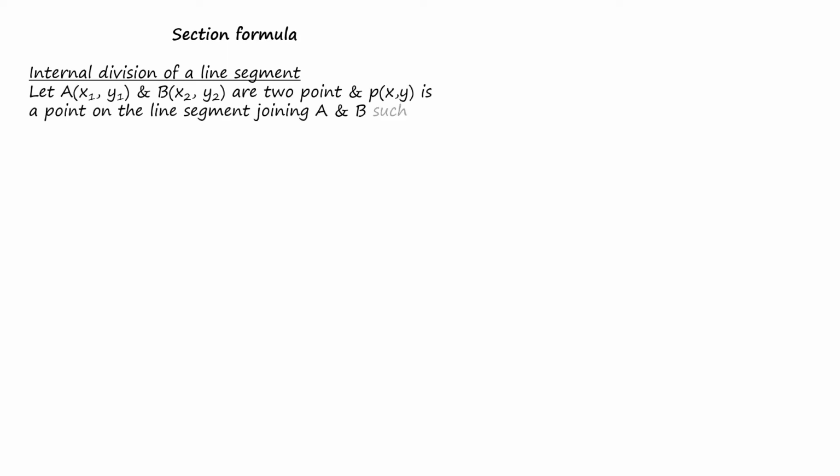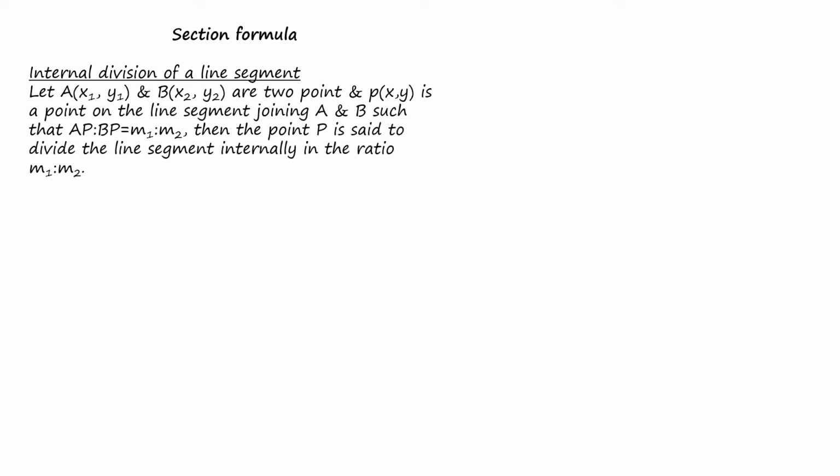What does it state? Let A(x1, y1) and B(x2, y2) be the two points, and P(x, y) is a point on the line segment joining A and B, such that AP is to BP equals m1 is to m2. Then the point P is said to divide the line segment internally in the ratio m1 is to m2. Let's draw the picture.